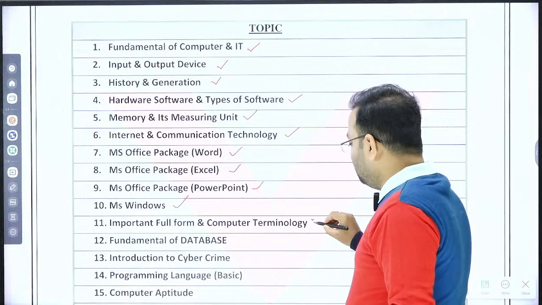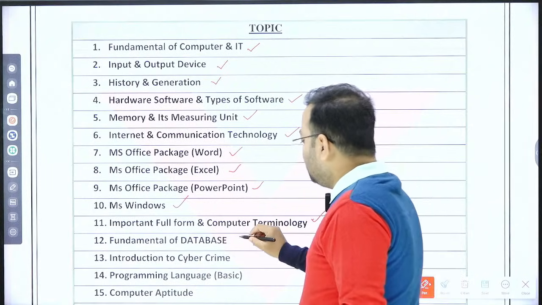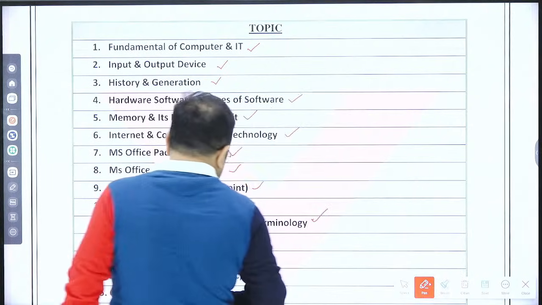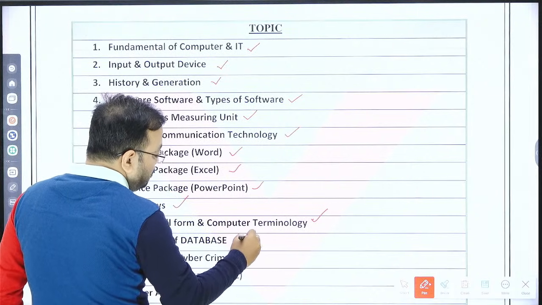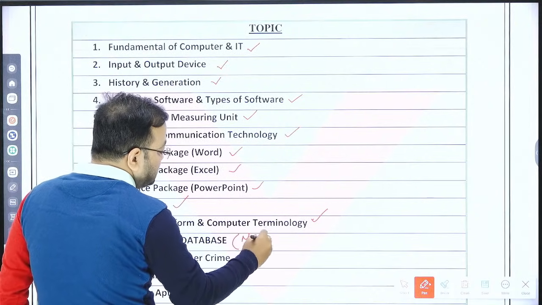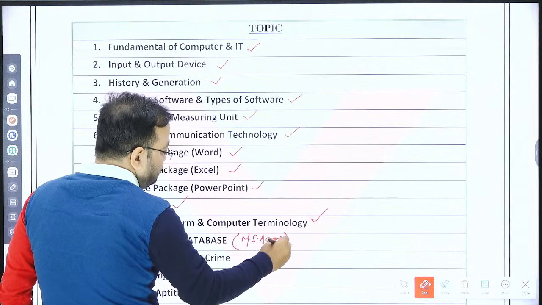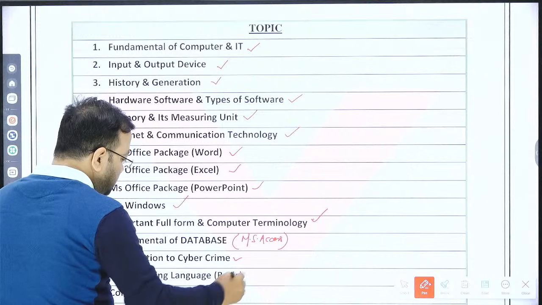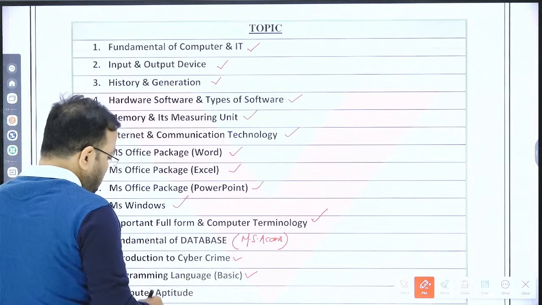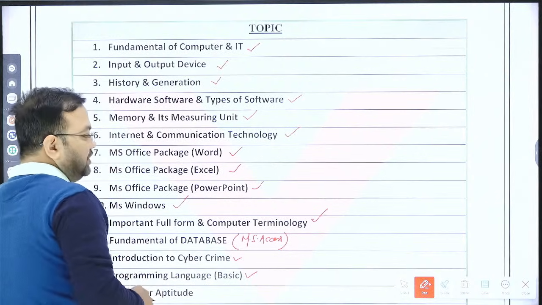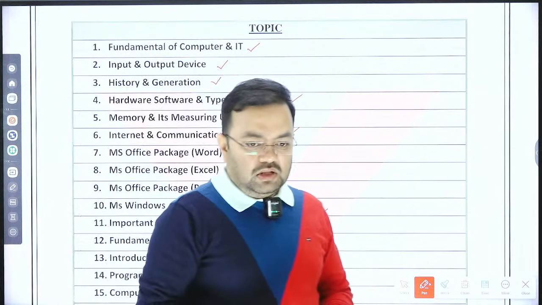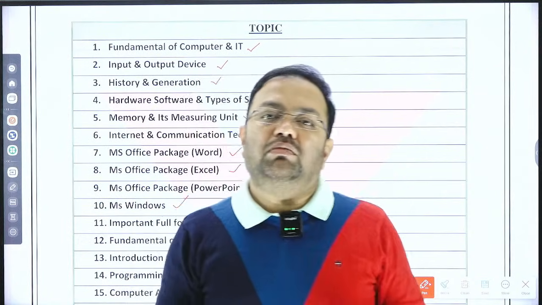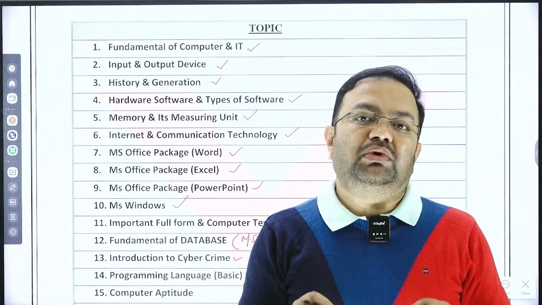Then important full forms, and fundamental of database. But students, remember, this is related to MS Access only. Then introduction to cybercrime, and some concepts of basic programming language. Overall, these are the important modules from which the questions must come.